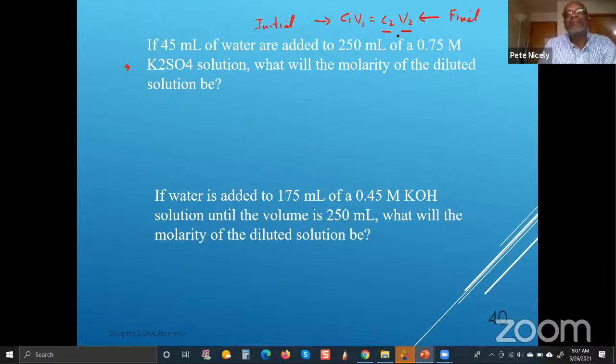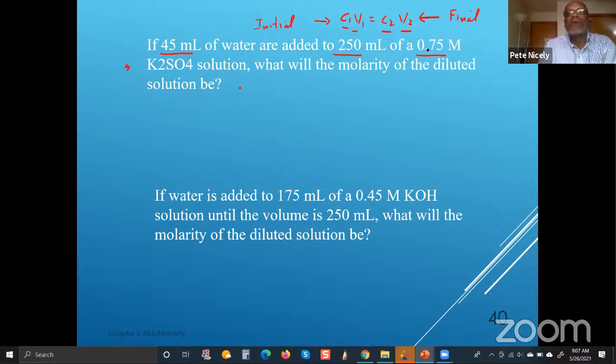So whenever you're doing problems like the one we're about to do, you need to identify these terms in the problems, right? Usually the problem is a word problem, and you have to identify in the problem what is C1, what is V1, and so on, and what the question is asking for. So in the case of the first question, it says that 45 mLs of water are added to 250 mLs of a 0.75 M potassium sulfate solution. So the question is asking what will be the molarity of the diluted solution, right?